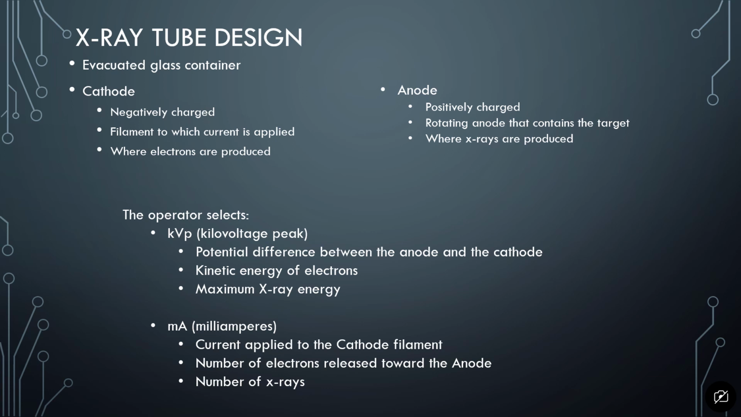The MA or milliampere setting is the current that's applied to the cathode filament, and this correlates to the number of X-rays that are produced. It has to do with the number of electrons that are released towards the anode and the number of X-rays ultimately. So both of those, if you increase the settings, you will increase the radiation dose. To a certain extent, you can increase the image quality also. So most of the time, technologists don't mess with those settings.